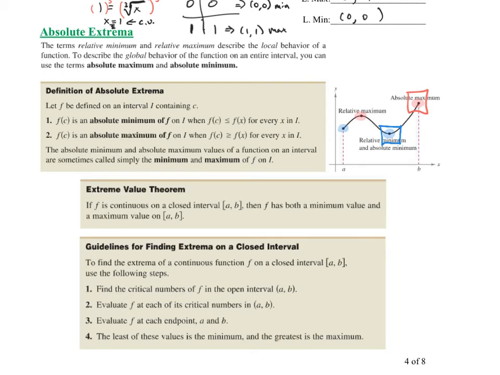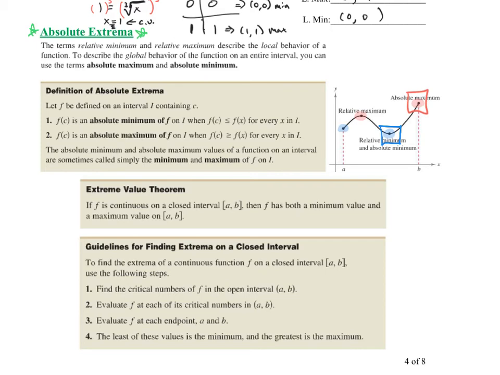So what we're looking at now is how do we find the absolute minimum and the absolute maximum of a function on a given interval. This is a very, very different process than increasing, decreasing, and relative extrema. Again, I cannot emphasize that enough. Finding absolute extrema is a very, very different process than finding relative extrema.